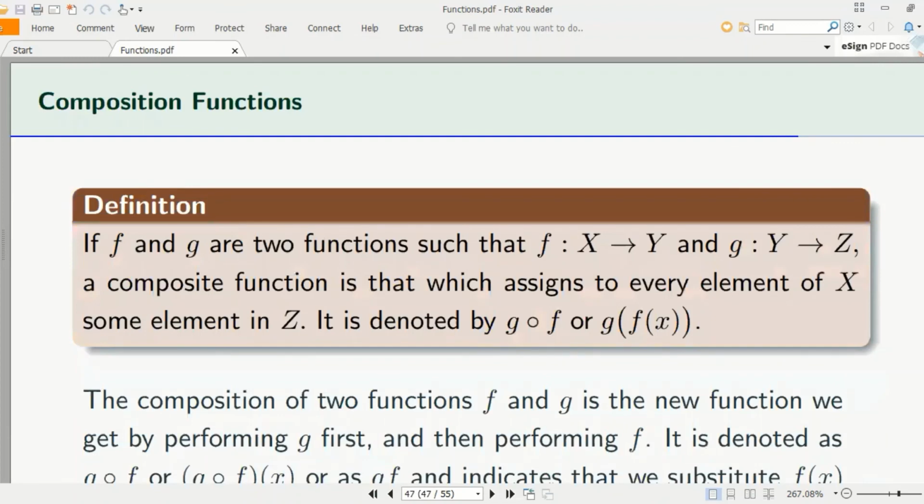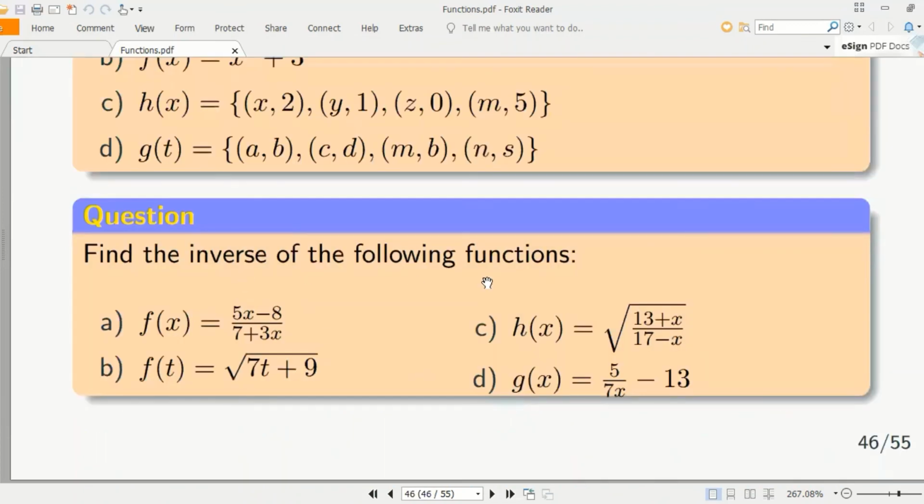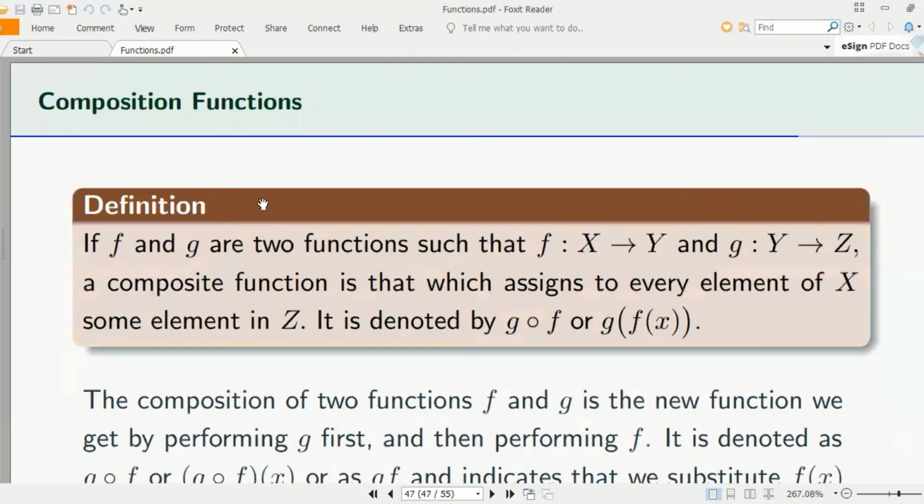Find the inverse of the following functions. Let me just show you that one again. Find the inverse of the following functions. And these are the functions. Find the inverses. So first of all, as I say, determine if it's 1 to 1 before you find the inverse. Now, lastly, we want to look at composition of functions. So that is where I end my lesson today.